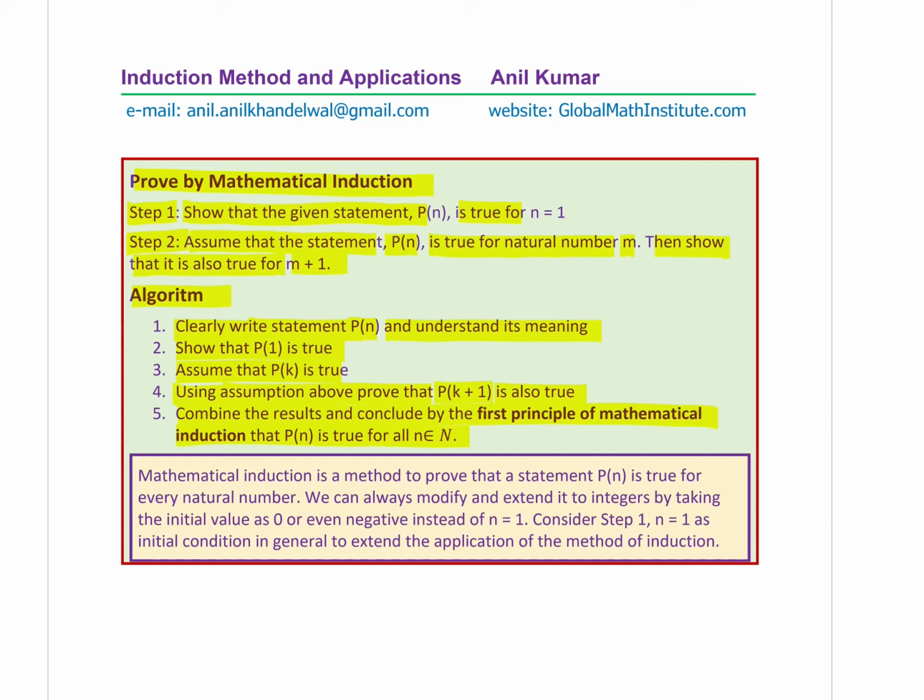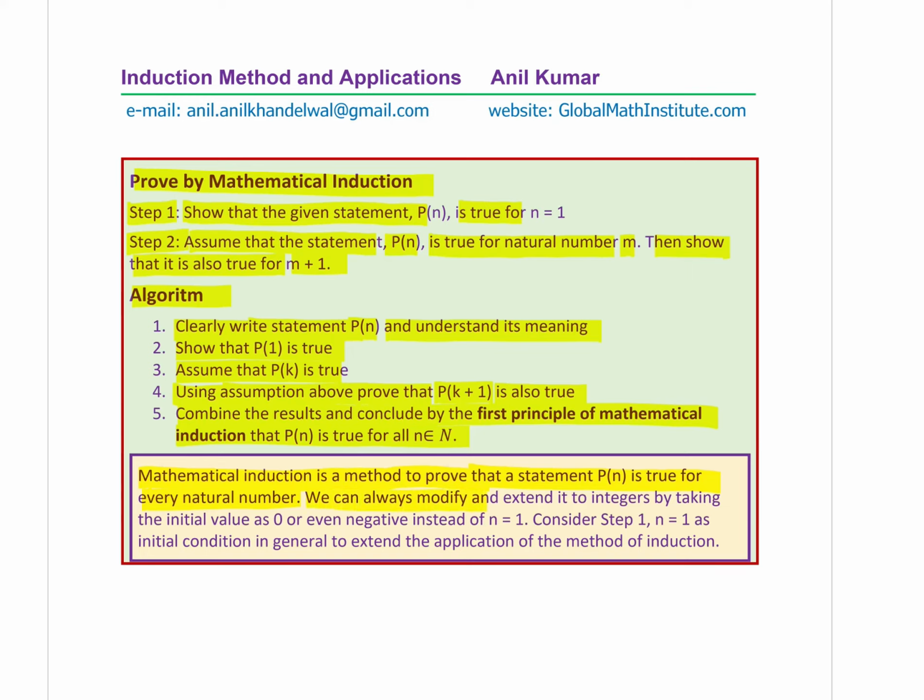But in many examples, you'll find that the initial value, which we are putting as 1, could be 0 or something else. It is kind of transforming the statement. Do you understand the point, right? So here is a very important note: mathematical induction is a method to prove that a statement P of n is true for every natural number, right? That is how we normally say it, right?